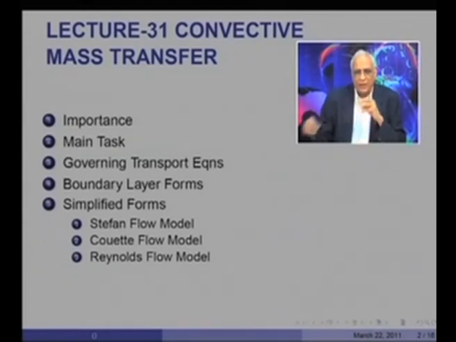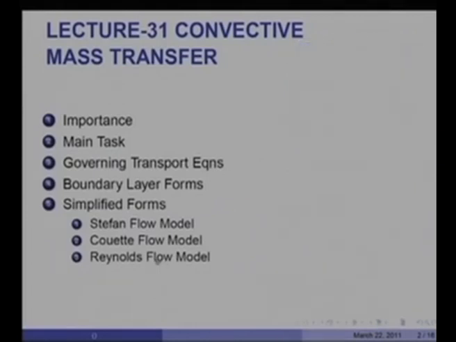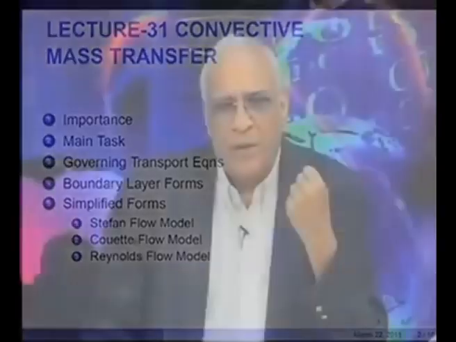And finally, there are three models of this type. The one is called the Stefan flow model, the other is the Couette flow model. Both these rely on one dimensional ordinary differential equations, whereas the Reynolds flow model goes even beyond and says that even an algebraic model is capable of predicting whatever would be predicted by the full boundary layer flow model.